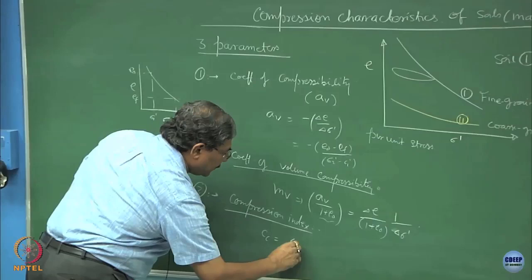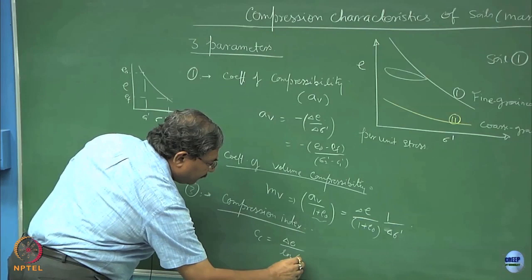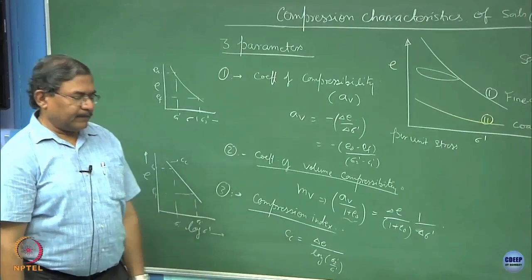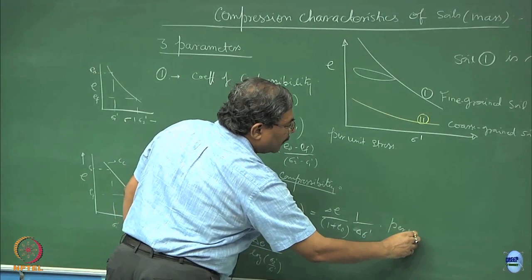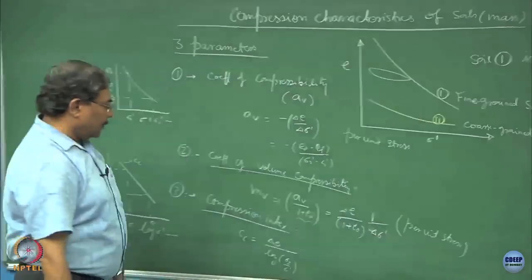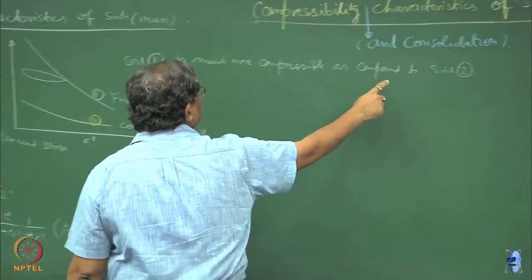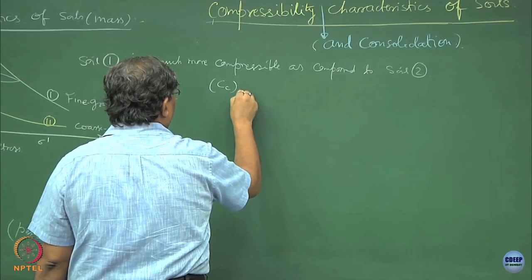So, this is delta e over log of sigma 2 prime upon sigma 1 prime. So, C_c is dimensionless. m_v will be again per unit stress, and C_c is dimensionless. C_c is utilized to characterize the soils. When I said that soil 1 is much more compressible as compared to soil 2, I can say that C_c of 1 is higher than C_c of 2.